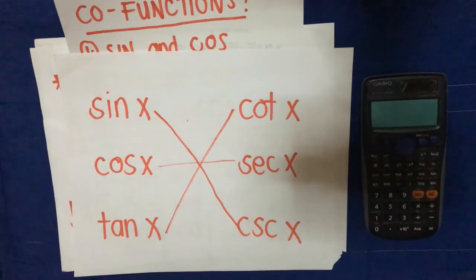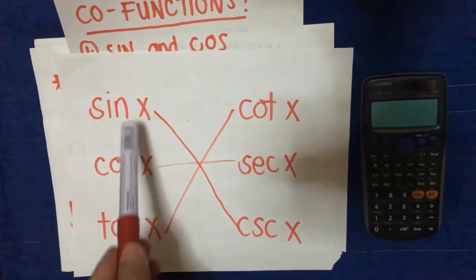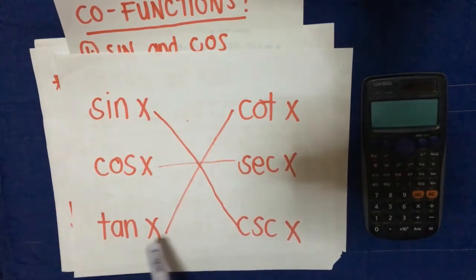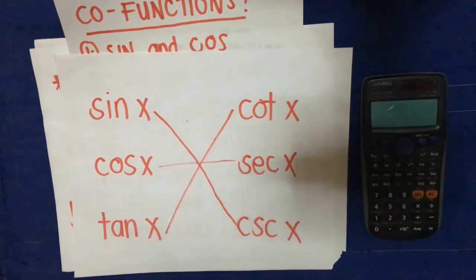I have the six trigonometric functions, namely sine x, cosine x, tangent x, cotangent x, secant x, and cosecant x. As you can observe, this is how I remember the inverse function. The inverse of sine is cosecant, the inverse of tangent is cotangent, the inverse of cosine is secant. As you can observe, I form an asterisk, right?